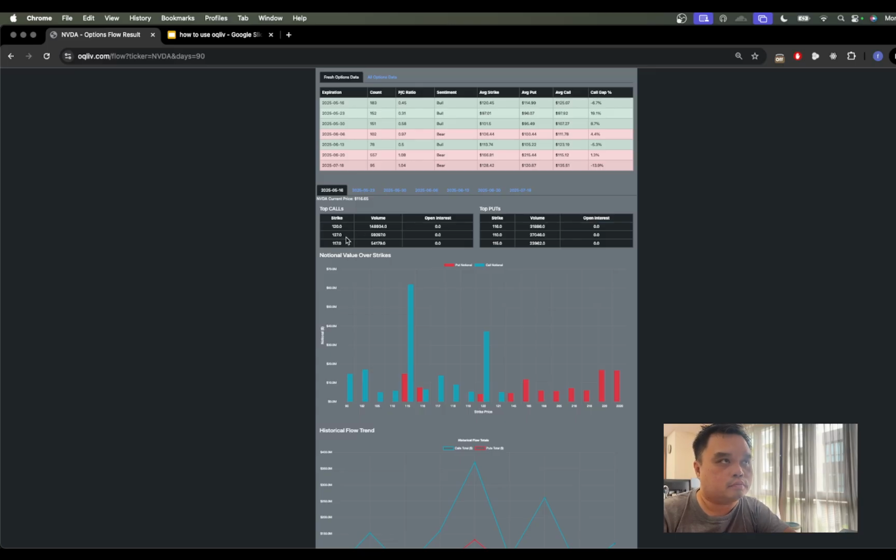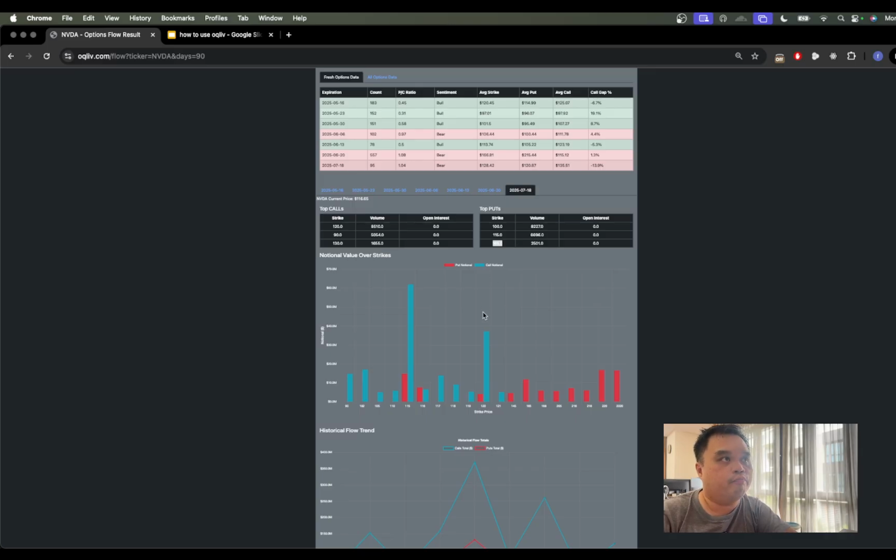NVIDIA is also being traded at 127. Remember the caveat that I told you? These are pretty much speculative trades. If you look at the longer term, you will see NVIDIA being traded at 130. This is very speculative, which is why I put in the caveat in the presentation before. And in the puts, we are looking at 165, which is very far out of the money.